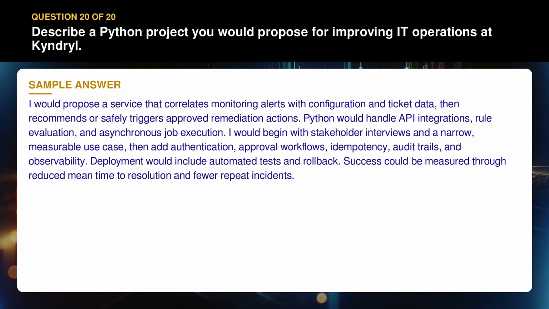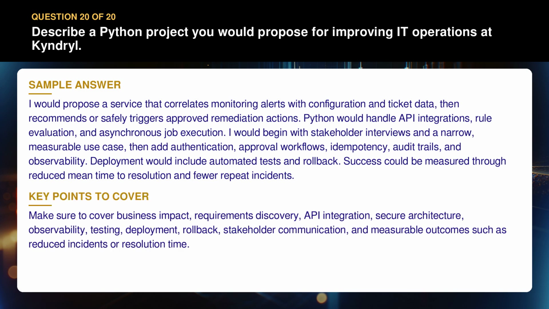I would begin with stakeholder interviews and a narrow, measurable use case, then add authentication, approval workflows, idempotency, audit trails, and observability. Deployment would include automated tests and rollback. Success could be measured through reduced mean time to resolution and fewer repeat incidents. Make sure to cover business impact, requirements discovery, API integration, secure architecture, observability, testing, deployment, rollback, stakeholder communication, and measurable outcomes such as reduced incidents or resolution time.